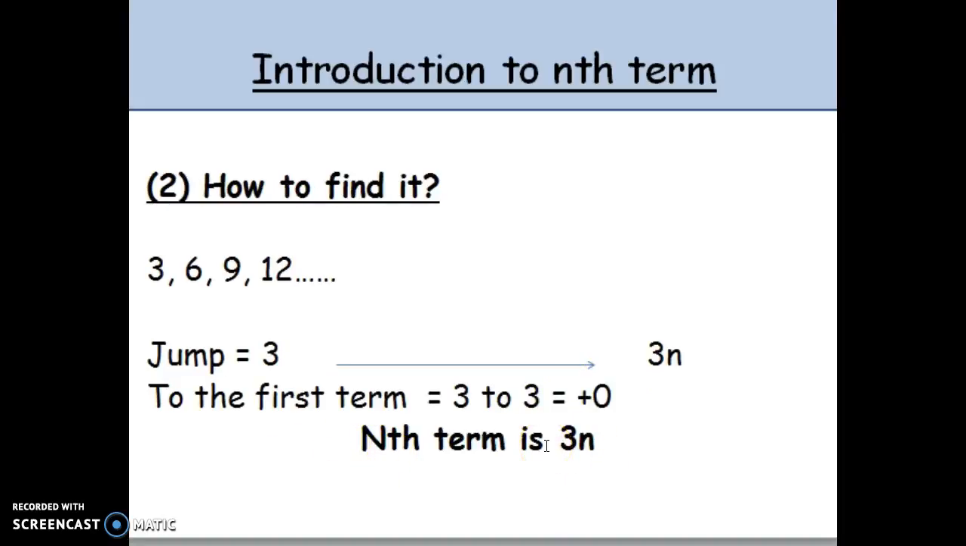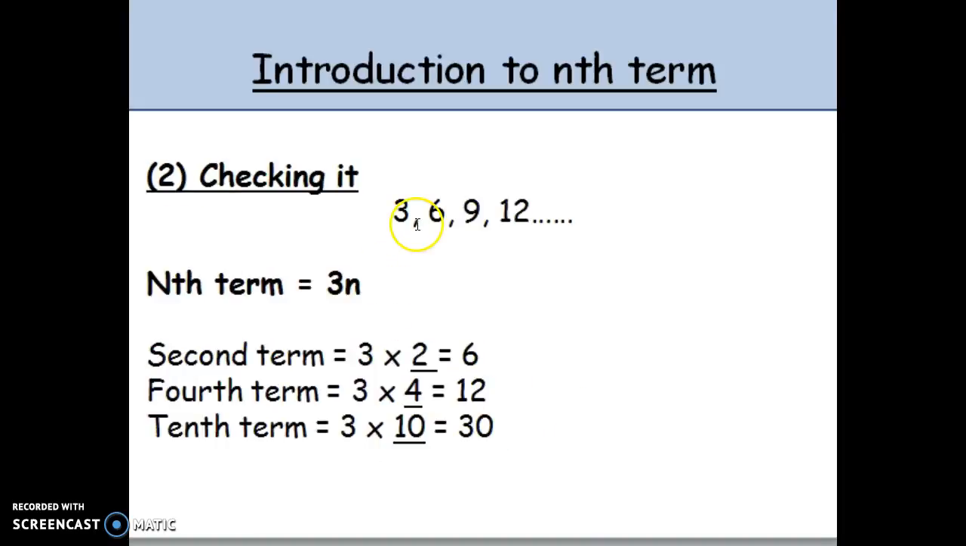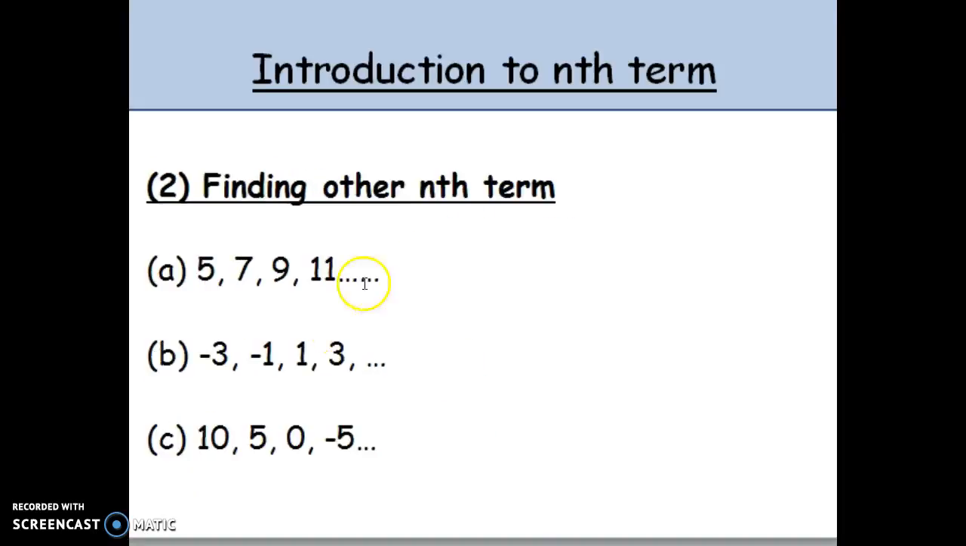Okay, so let's check it, see if that's right. Notice it's 3, 6, 9, 12, and our nth term is 3n. Checking it, you see 3 times the second term is 6. 3 times 4, which is this one, should be 12. And if you go on later and keep adding, you can say, 3 times 10 would be 30, and you get the 10th term. You can also do 100, 1,000, whatever you want. So let's try a couple of these questions. Pause if you want to have a go first.